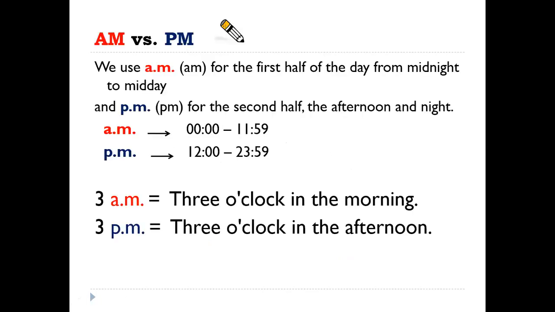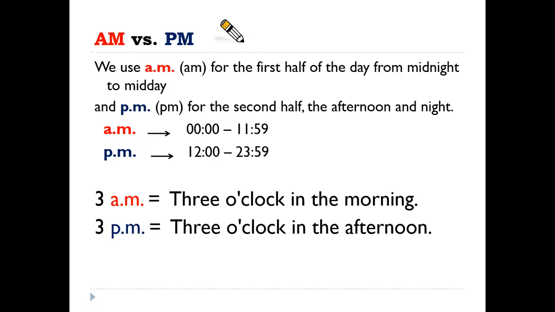But not only that, we have AM and PM. So you know that the first half of the day, from midnight to midday, uses AM. And the second half, the afternoon and the night, is called PM. So if we count the 24 hours that the day is divided into, from the first hour, 00:00, to 11:59, it will be AM. And the second half, from 12 to 23 hours, 59 minutes, it will be PM.